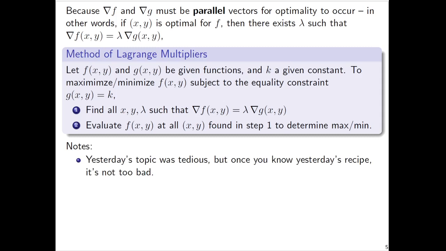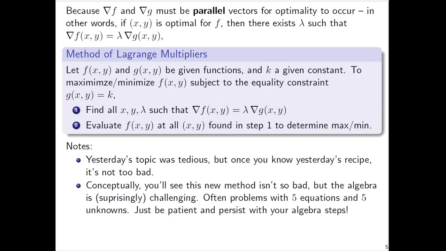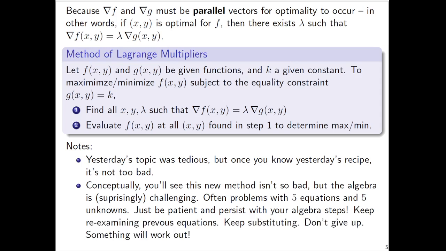Just some notes. Yesterday's topic was certainly tedious, but once you know yesterday's recipe, it's not too bad overall. Conceptually, you'll see that this new method isn't so bad in terms of what's happening. The thing that's really strange is that the algebra is surprisingly challenging for these questions. Often you have problems with 5 equations and 5 unknowns, so just be patient, be persistent, and work through the algebra steps. If you feel stuck, go back and look at what equation you did not use. You might try to draw arrows from one equation to another, to make sure you've got a good roadmap of which things got used and which didn't. Keep re-examining previous equations, keep substituting, don't give up, something is going to work out.